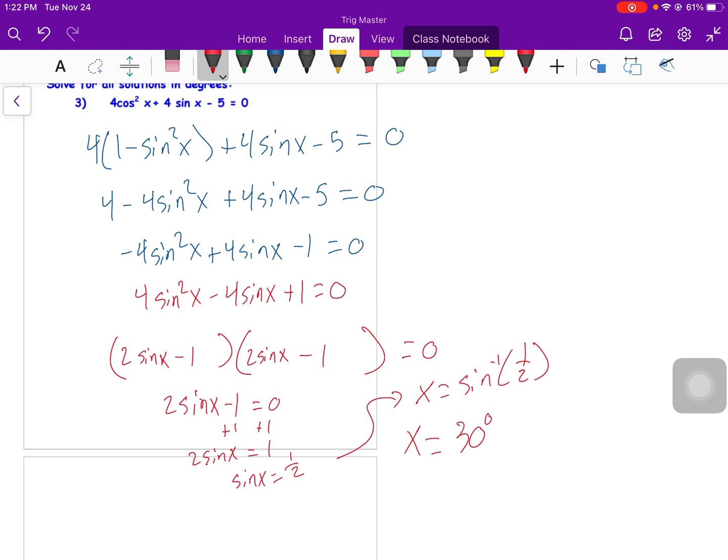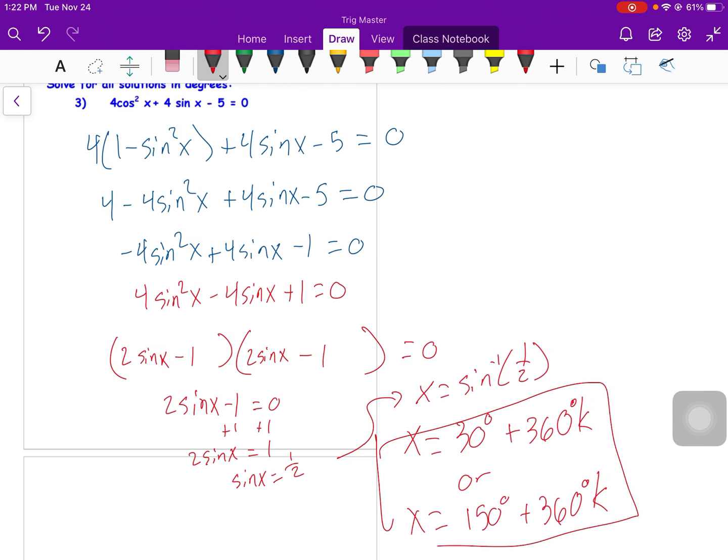That's going to be 1/2 at 30 degrees. I was thinking cosine for some reason. Plus 360 degrees k. Or x is equal to, instead of 30 degrees in quadrant 2, I take 180 minus 30, which is 150 degrees, plus 360 degrees k, since we're finding all possible solutions.